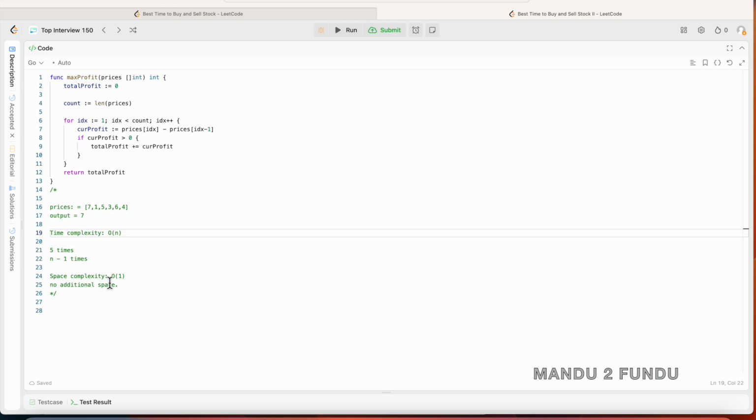And with respect to the space complexity, it is order of 1 because we are not allocating any additional space in terms of the size of the input. So all we have is just 2 variables here. So space complexity for this solution is order of 1.